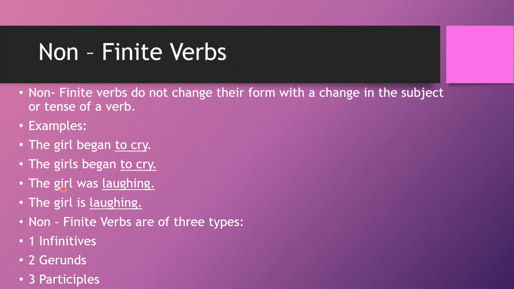The third example, the girl was laughing. The girl is laughing. Over here, the subject is singular. Over here, the verb laughing is a non-finite verb. It has not changed, though in this example it is past continuous, and over here in the fourth example, it is present continuous. So this verb laughing has not changed even though the tense has changed from past to present, and therefore to cry and laughing are non-finite verbs.